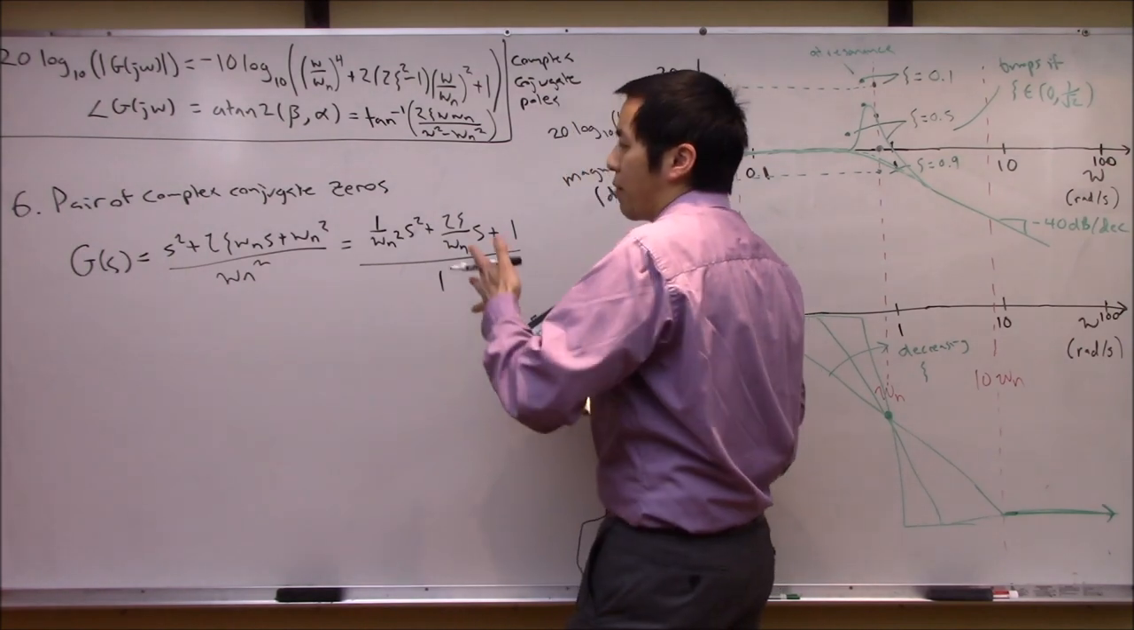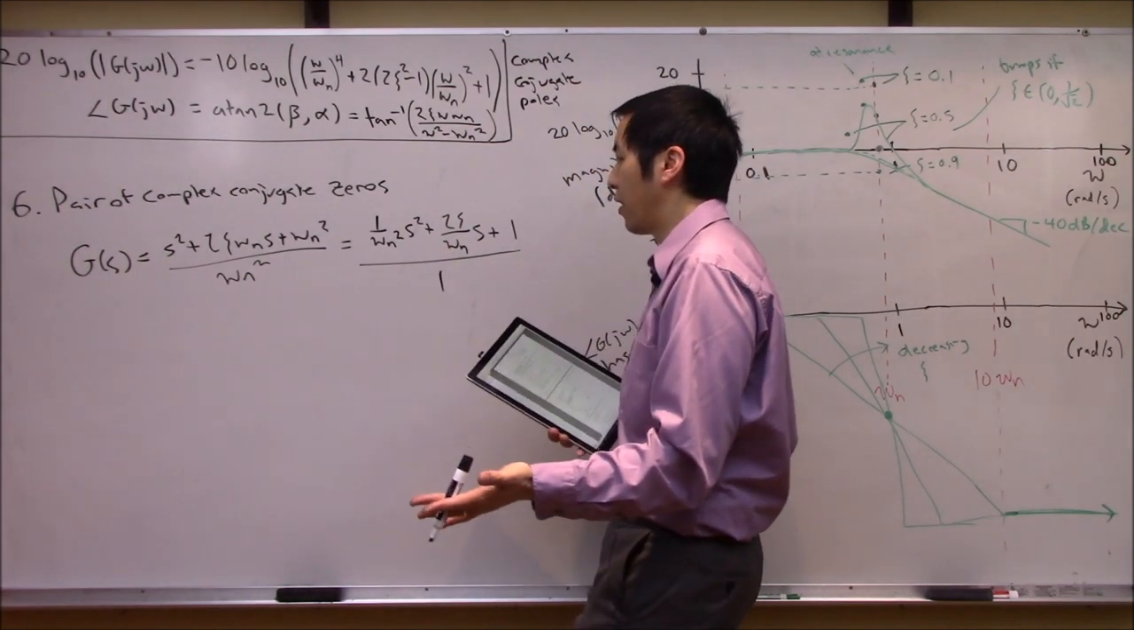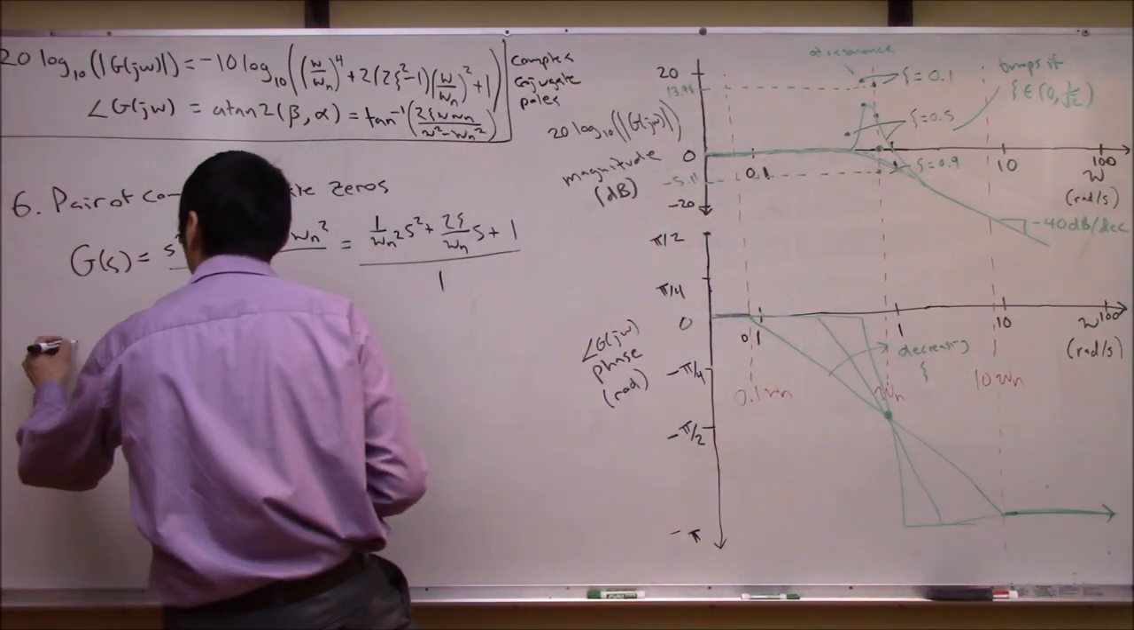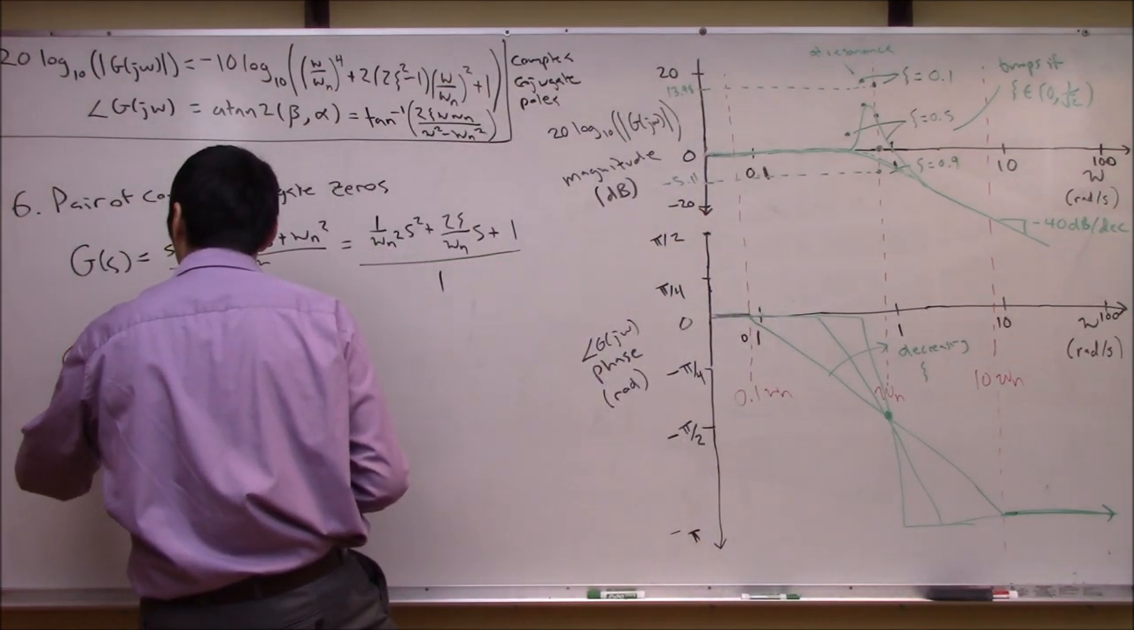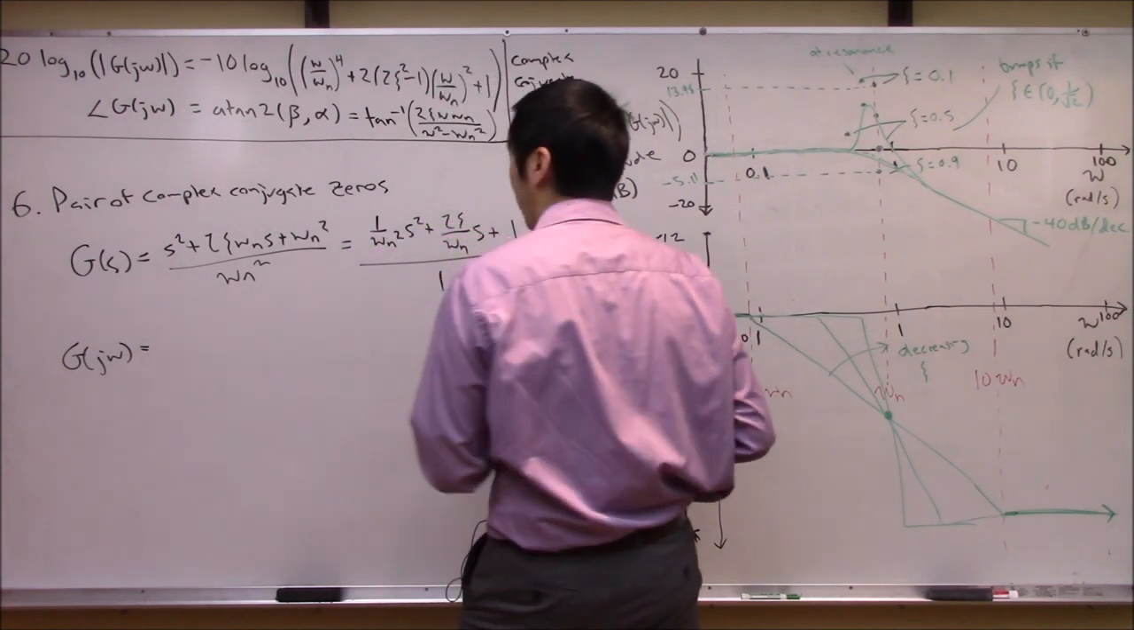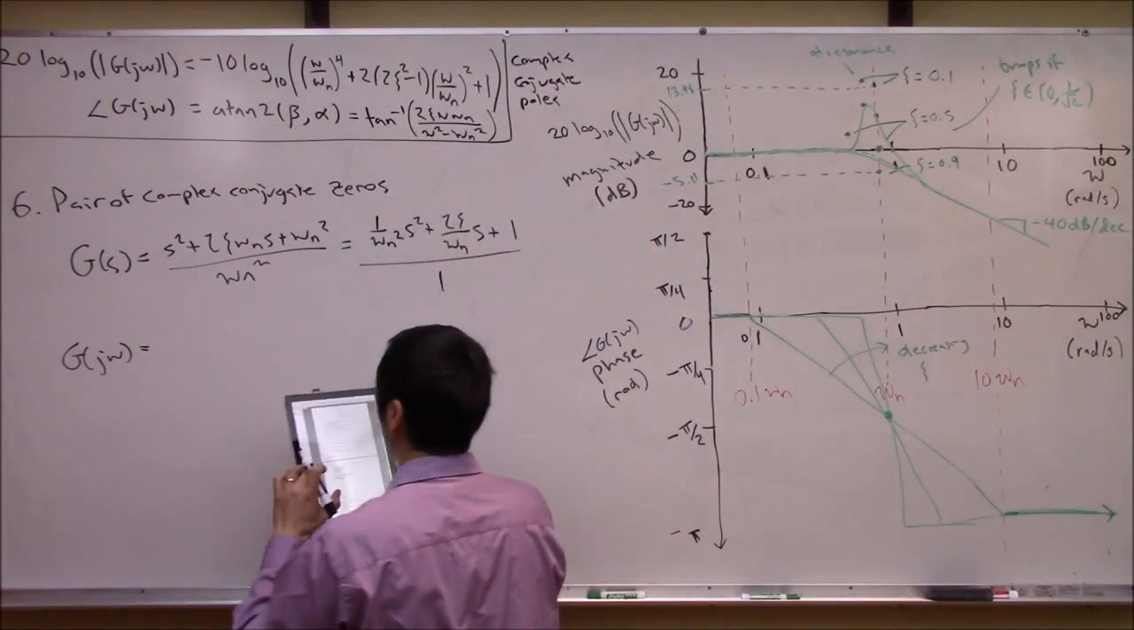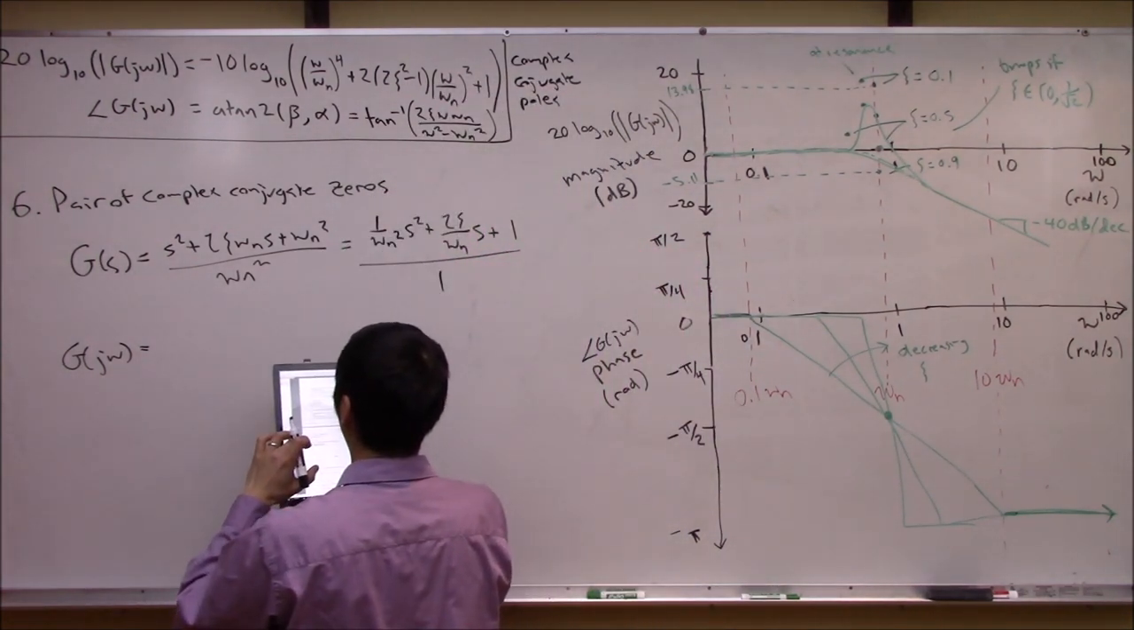So by this time, you guys have all gotten the flavor of how this works, right? So I need to go ahead and calculate g of j omega, right? So you're going to go ahead and plug in j omega everywhere up there. And let's see, what are we going to end up with here?